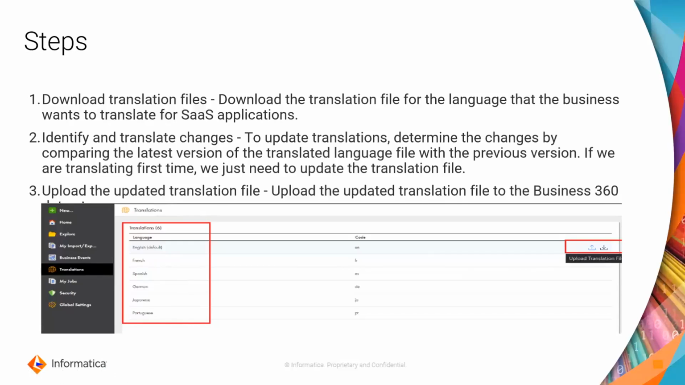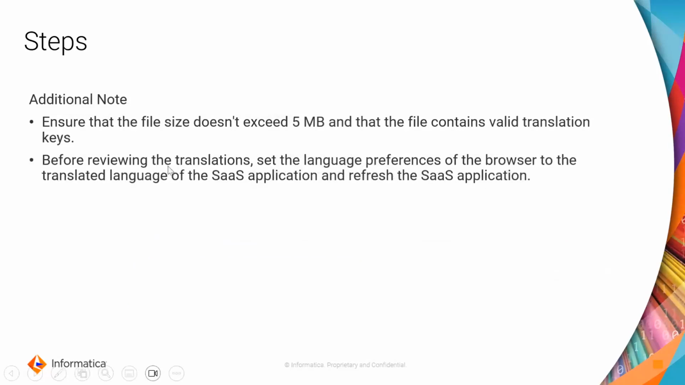It could be possible we are doing it for the first time. It could be possible we are modifying the existing files. Based on that, we will download the translation file and modify the labels accordingly in the French language in which we want to translate. After we have completed our modification in the translation file, we will upload the file in the Business 360 console. To upload, we need to ensure that the file size does not exceed 5 MB.